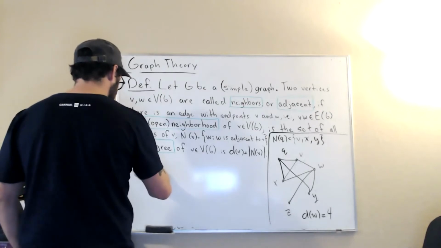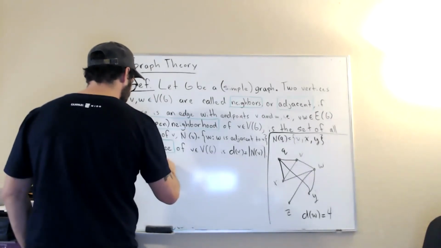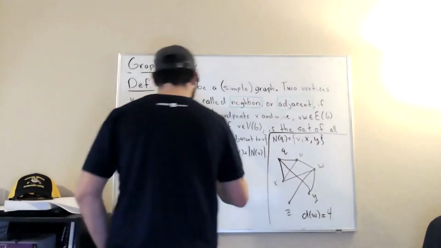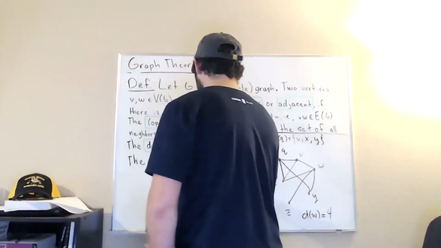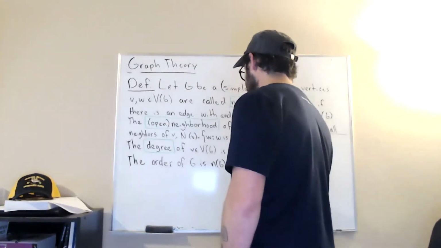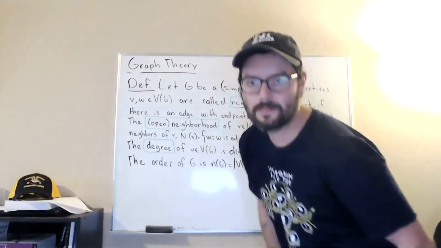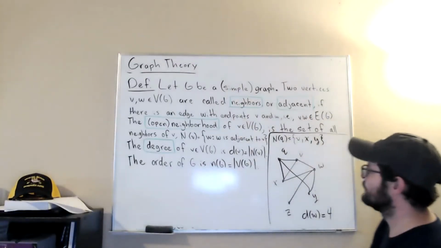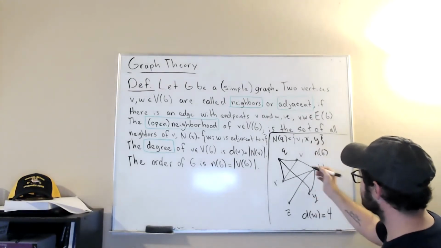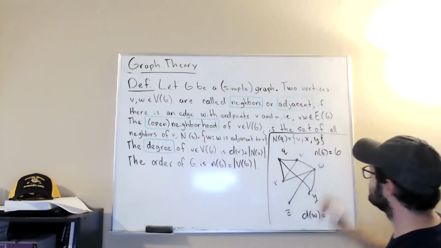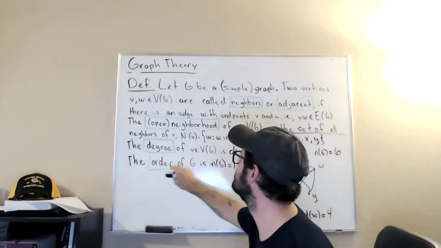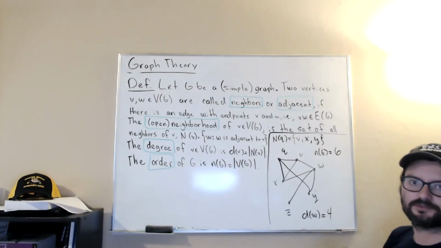A few more. The order of G is typically denoted by n of G, and that's equal to the cardinality of the vertex set. Here the order is 1, 2, 3, 4, 5, 6. So it's just the number of vertices in the graph. If I ever say order, that's what I mean.